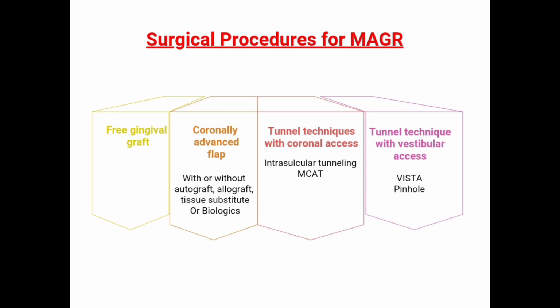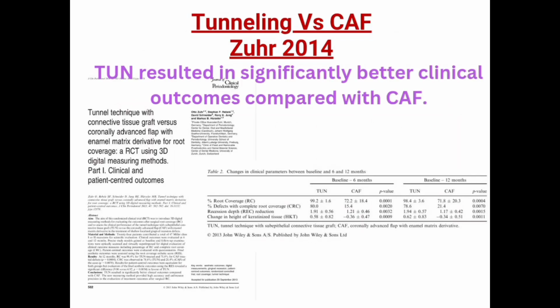There are a variety of surgical options to treat these multiple adjacent recessions that include free gingival graft, coronally advanced flap, tunnel techniques with coronal access like intrasulcular tunneling or MCAT, or tunnel techniques with vestibular access like VISTA and pinhole. Most or all of these techniques can be combined with or without autograft, allograft, tissue substitutes, or biologics. In this presentation and the following surgical case, our focus will be on both intrasulcular tunneling as well as VISTA.